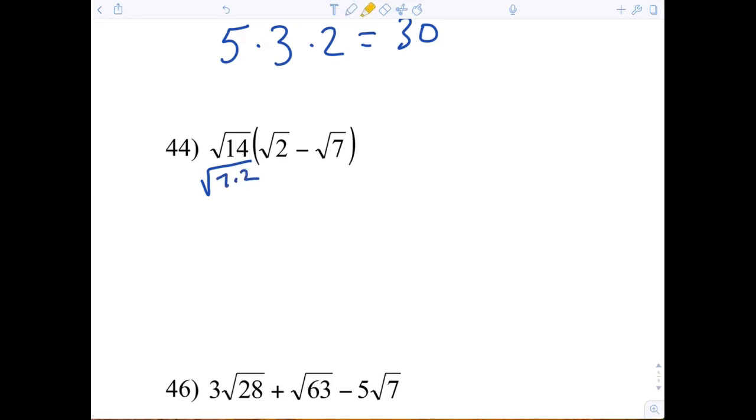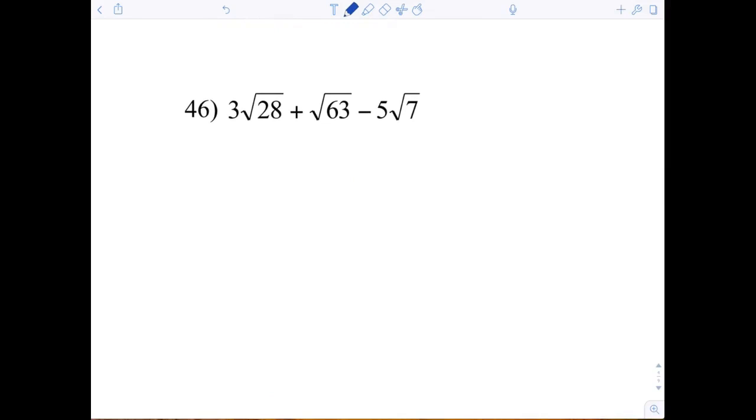Now watch. When I'm multiplying the square root of 2 and this over here, what can come out? 2. What's left behind? Minus. Now I'm going to multiply this together. What can come out? And what's left behind? That is correct. Everybody see that? All right, we got to keep moving forward.